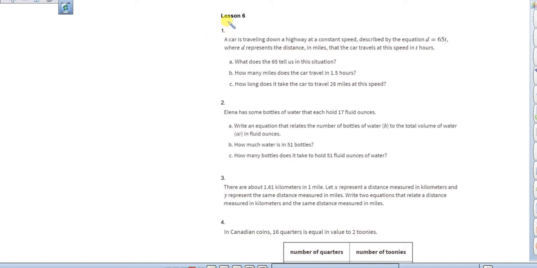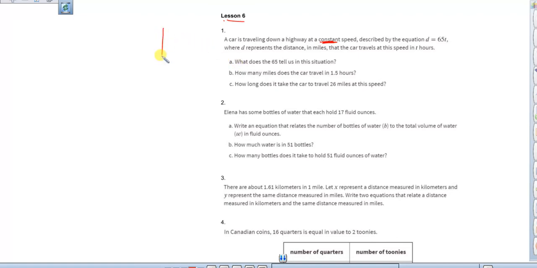And gals, we're looking here at lesson 6, and we're starting to do number 1 on the homework. So let's do this. A car's traveling down a highway at a constant speed. That means that it has a proportional relationship. We've got our equation. We know what to do to t to get what d equals. We multiply by 65. D is distance, as it typically is in these types of problems, using miles. And the car travels at a speed in t hours.